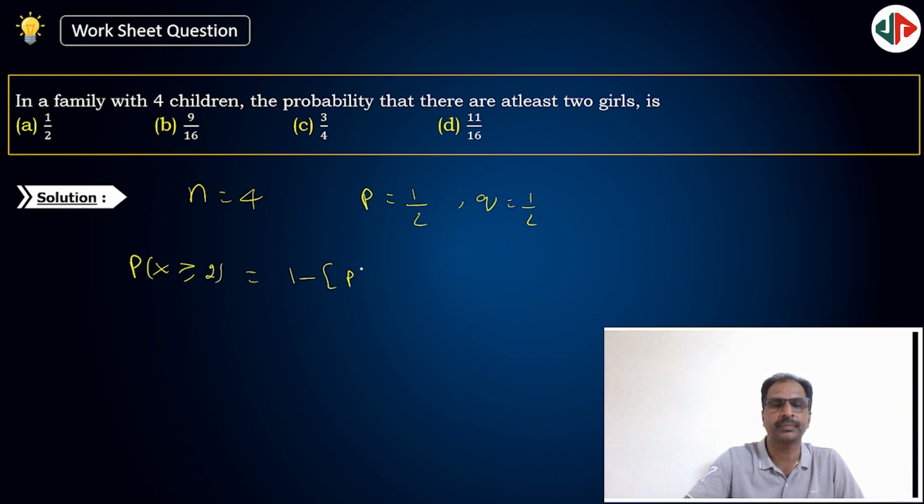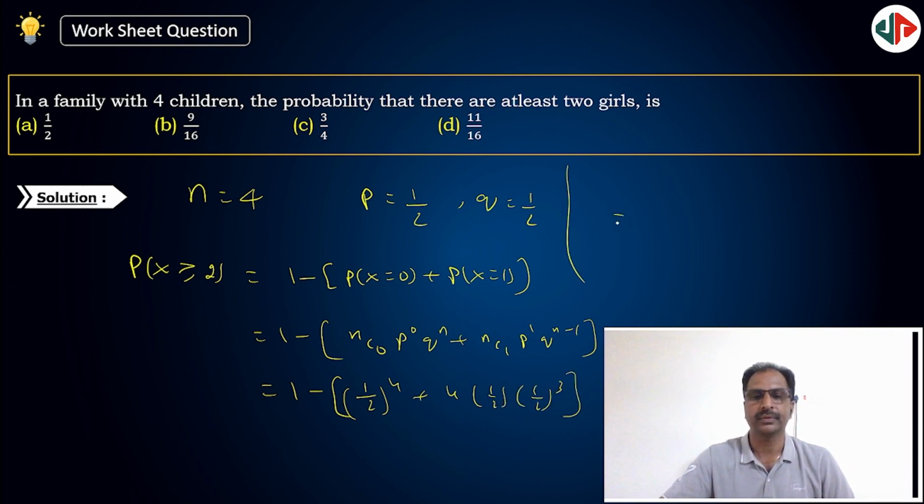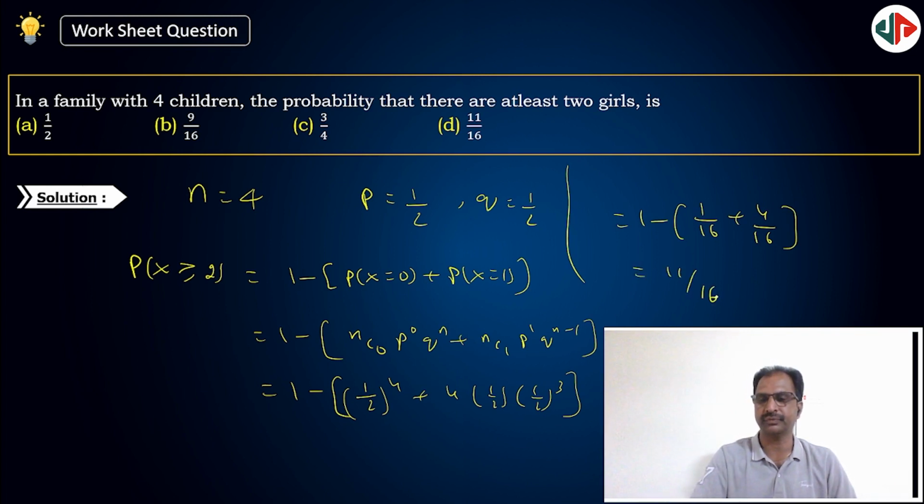Which is 1 minus P of x is equal to 0 plus P of x is equal to 1. P of x is equal to 0 is nC0, P power 0, Q power n. P of x is equal to 1 is nC1, P power 1, Q power n minus 1. nC0 is 1, P power 0 is 1, Q power n, so 1 by 2 whole power 4. 4C1 is 4, P is 1 by 2, 1 by 2 whole cube. So this is 1 minus 1 by 16 plus 4 by 16, so 1 minus 5 by 16, 11 by 16. Option 4.